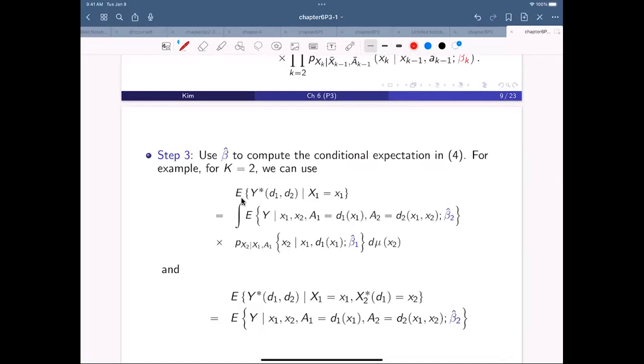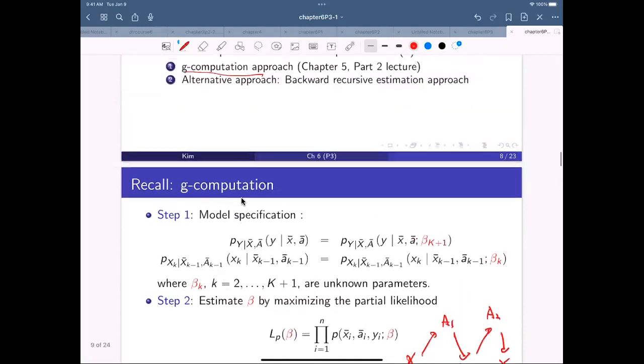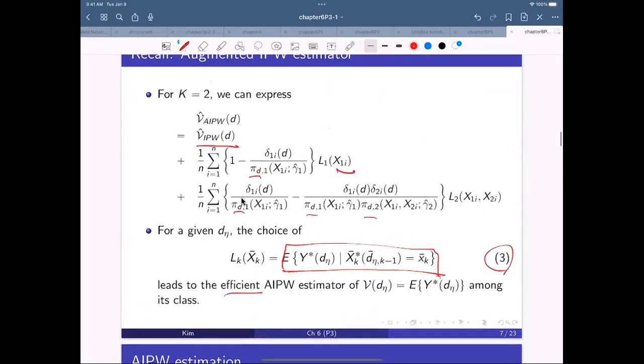Beta 2 hat, and then for this one you can use beta hat 1, and then compute. So this one will involve some Monte Carlo computation, but the concept should be clear. And then remember, in this example, we need two versions of the conditional expectation. One is Y star given X1. The other one is Y star given X1 and X2 star, right?